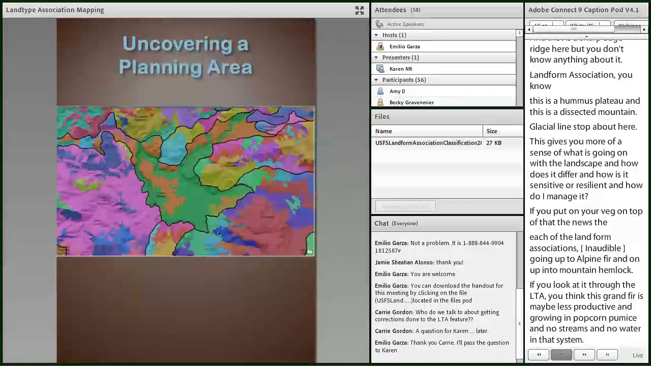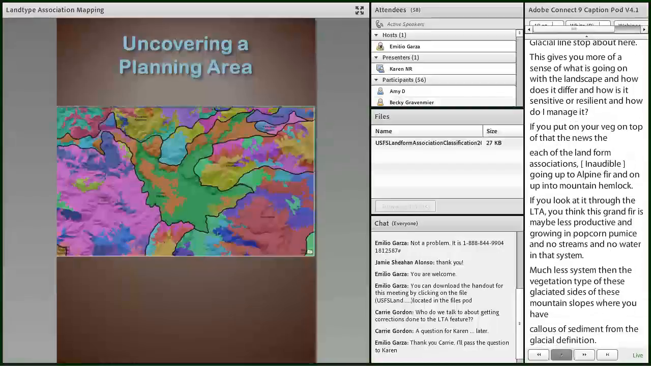So this gives you more of a sense that different portions of this landscape really should be treated differently. But when you saw that first photo, it's like 40-acre units everywhere.